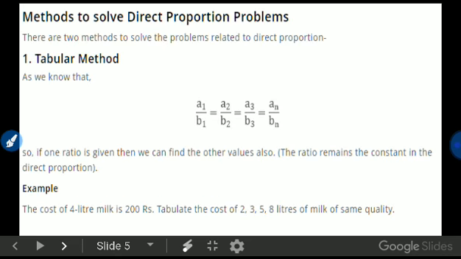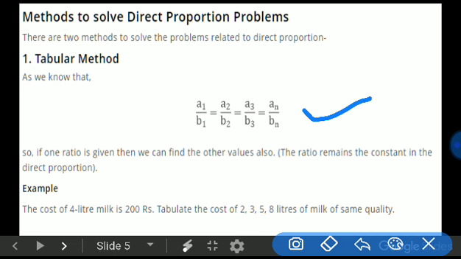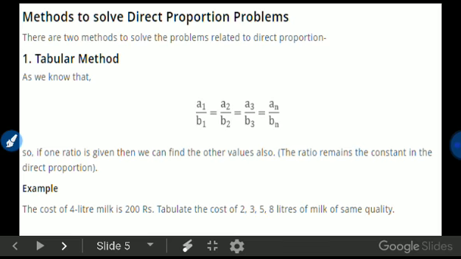Now, methods to solve direct proportion problems. The first one is the tabular method. You just have to divide one part by the other part. That means A1 upon B1, A2 upon B2, A3 upon B3, and so on. So if one ratio is given, then we can find the other values also. The ratio remains constant in direct proportion. Here is one example. The cost of 4 liters of milk is 200 rupees. Tabulate the cost of 2 liters, 3 liters, 5 liters, and 8 liters of milk of the same quality.